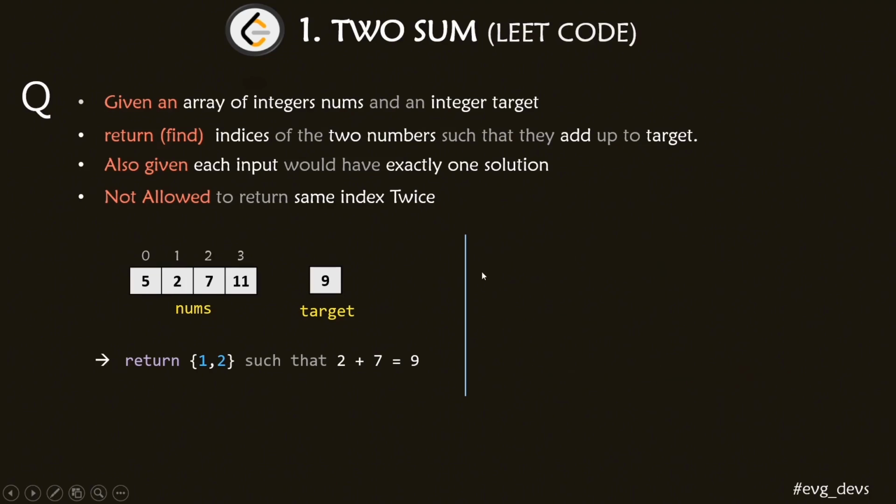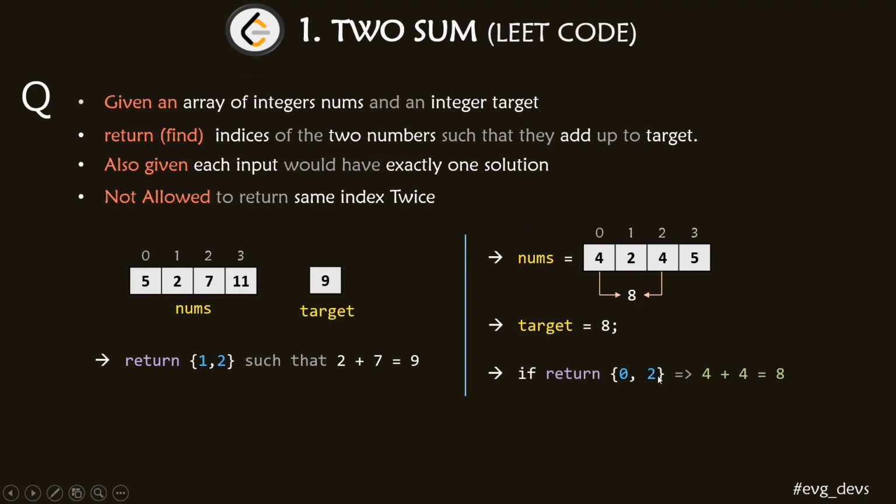Let me show you another example. Here in this example, the nums array is 4, 2, 4, 5 and the target is 8. And our solution is 4 plus 4 equals 8. That means we have to return 0, 2. That is 4 plus 4 equals 8. That is our primary condition and our new condition also, as here the indexes are not equal. They mention that about the index only. They may not have mentioned anything about these values.